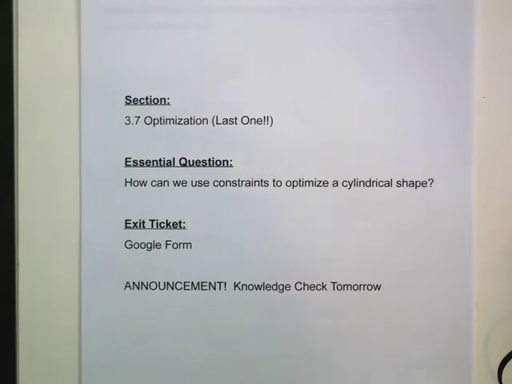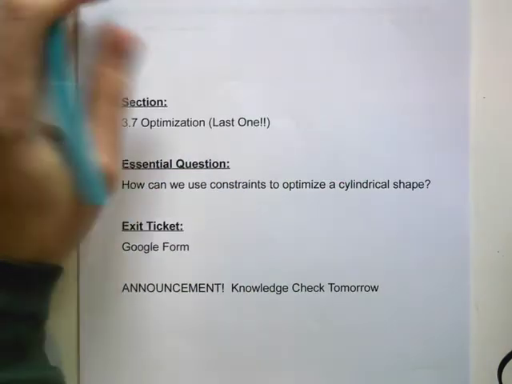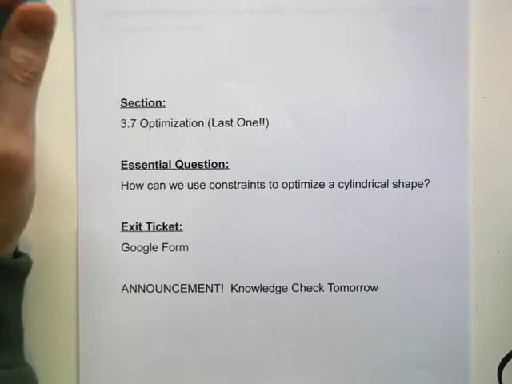We've talked a lot in the last couple weeks about optimizing rectangles and square boxes and cost and finding area and perimeter and all that. Today's lesson, again our last one on optimization, is going to be on cylinders and optimizing a cylindrical shape.